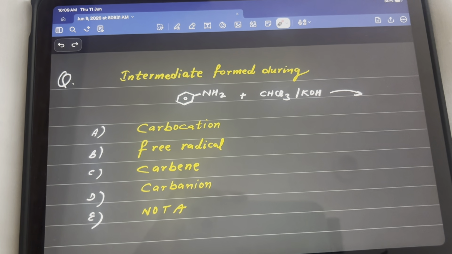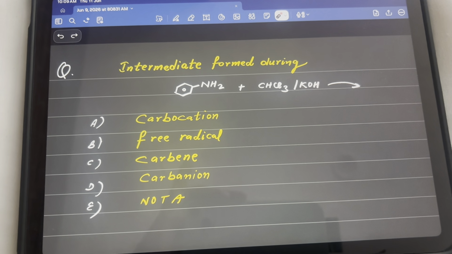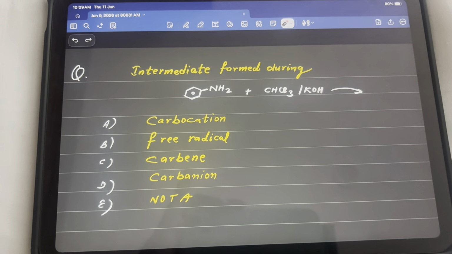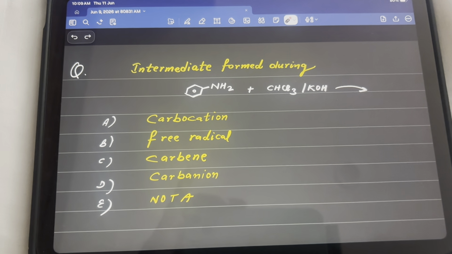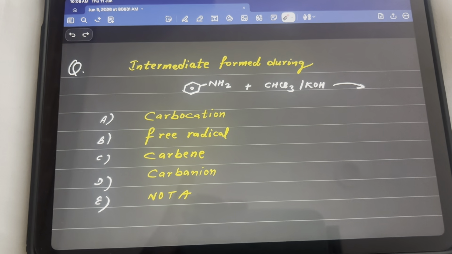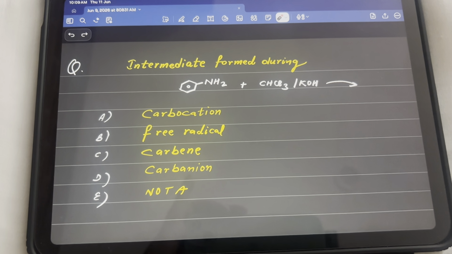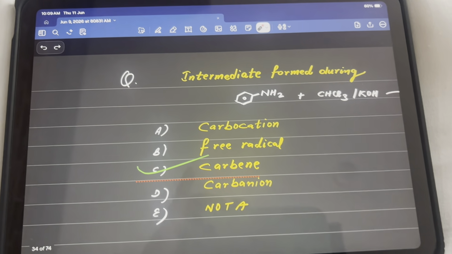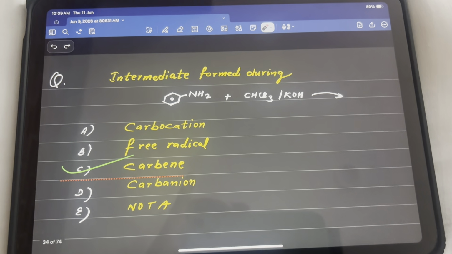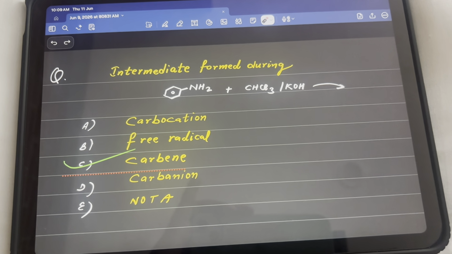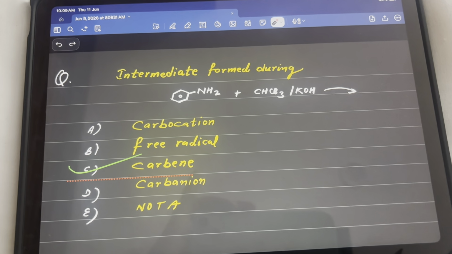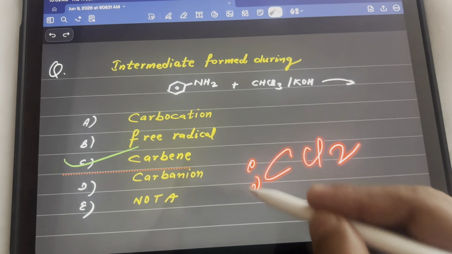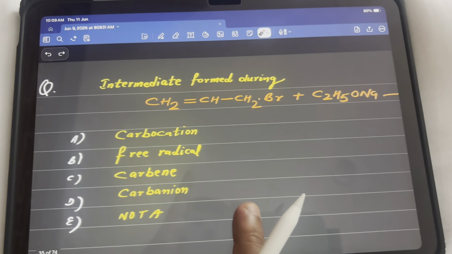Now, another question on your screen. Intermediate formed during this reaction. It's your carbylamine test. Yes, isocyanide is the product, with a foul, very bad smell, a poisonous compound given by aliphatic as well as aromatic amine. So the answer is carbene, because chloroform and KOH will react during 1,1 elimination, that is alpha elimination, to form CCl2, the actual attacking agent, dichlorocarbene. CCl2 is the intermediate.